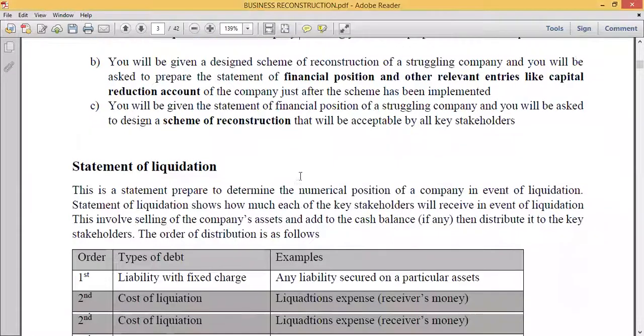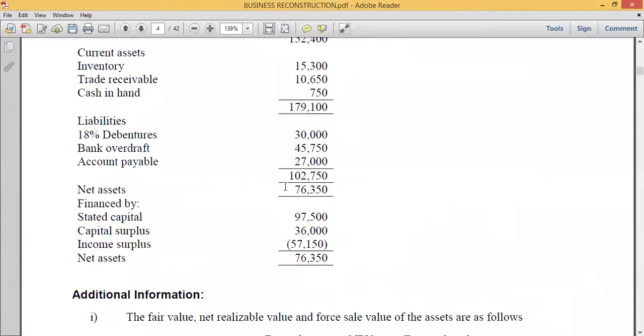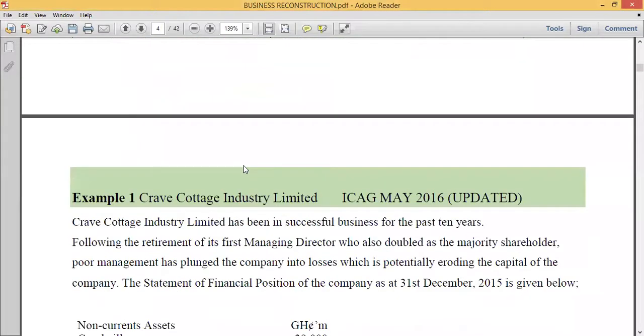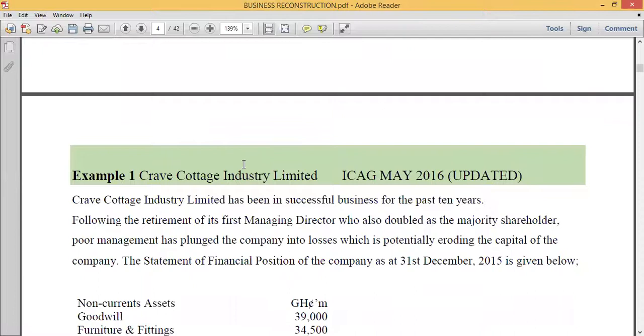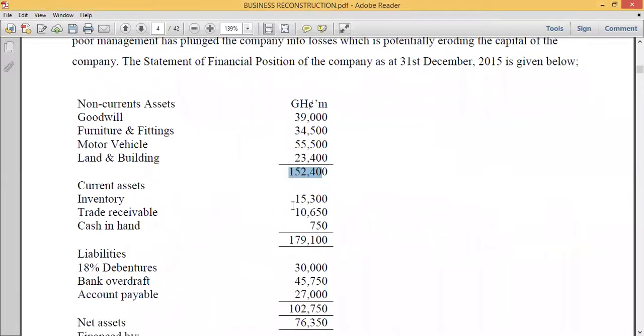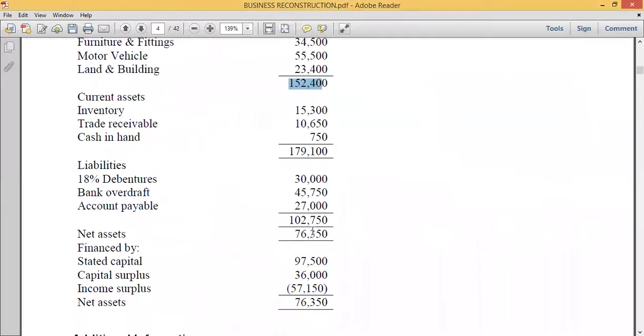Now let's go to some of the questions. Most of the business valuation questions. Now check this question, the Crave Cottage industry. How has it been arranged? Non-current asset is here. Everybody can see the screen. Now current asset is here. Good. Now they added, this is not current, this is total asset.